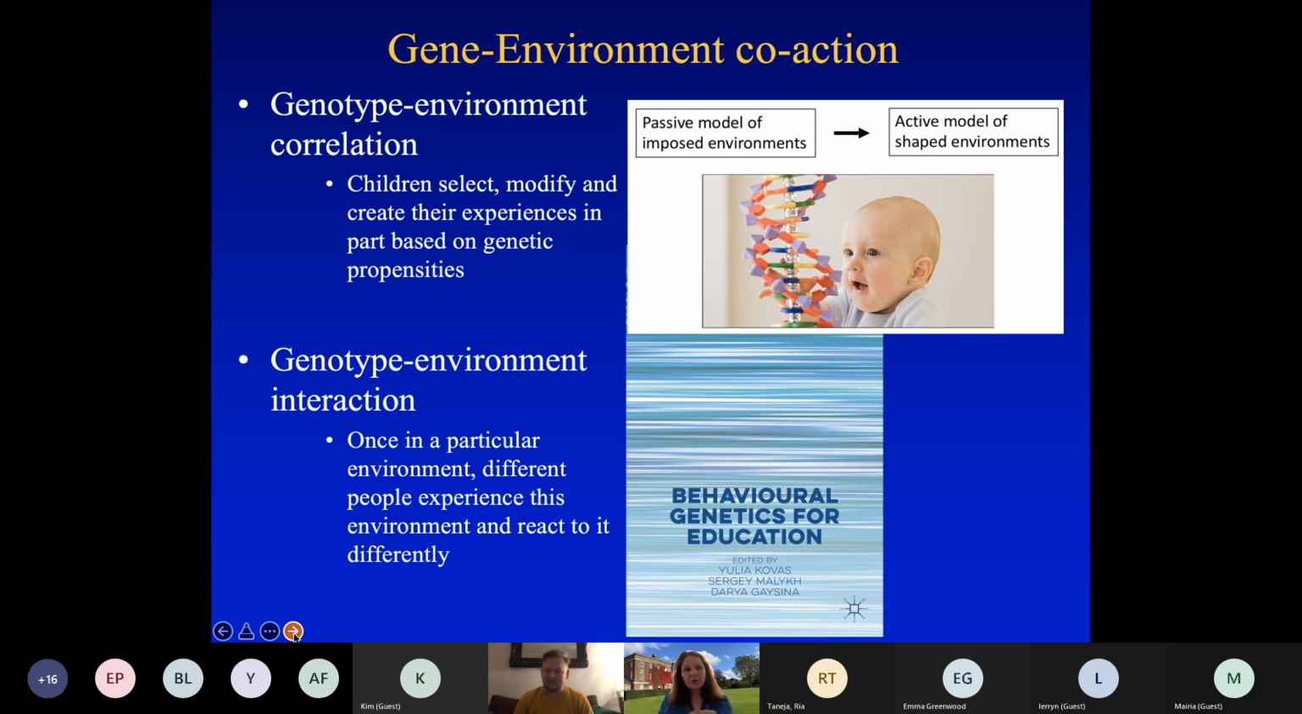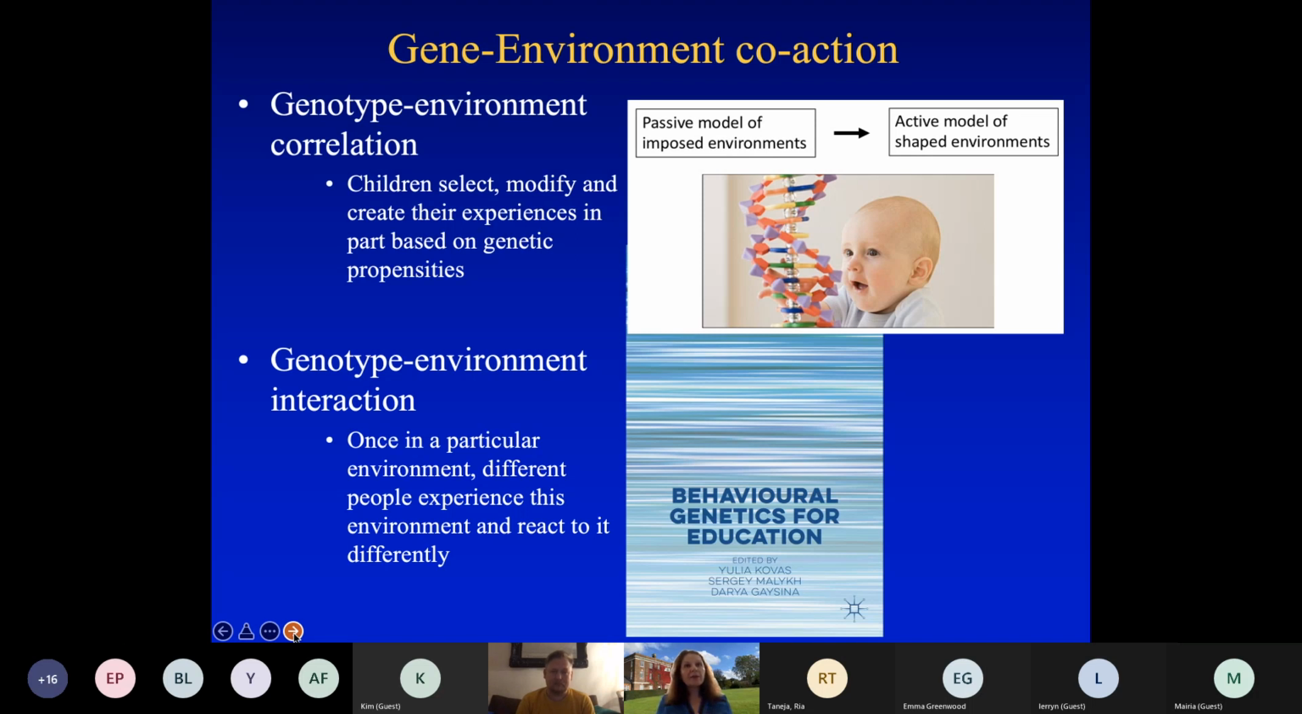And another concept is gene-environment interaction. So once we are in a particular environment, we experience it differently and react to it differently. So, for example, often we talk about teachers as if they have a unifying effect on children in a classroom. It's called the teacher effect. But in reality, children in the same classroom experience this environment differently. And we have shown it multiple times in our studies, where, for example, two twins in the same classroom will rate their teacher differently.